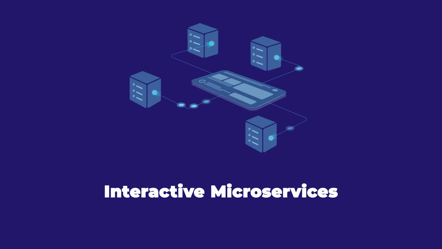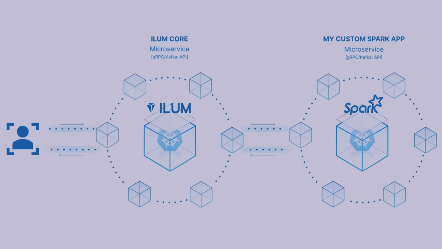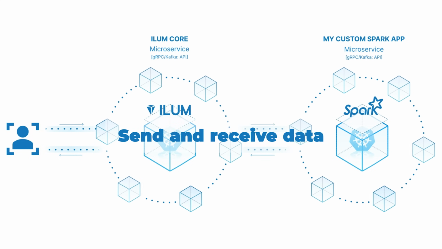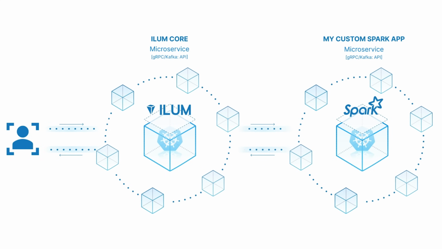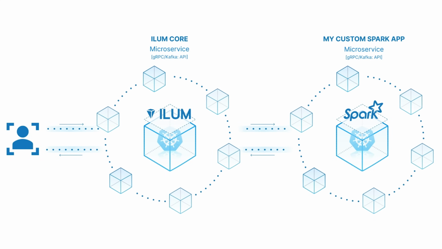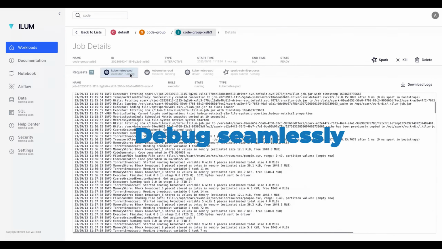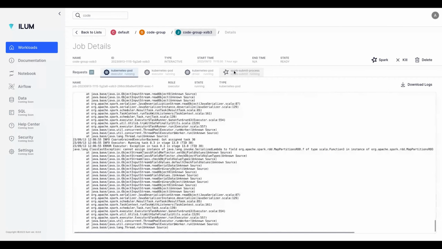Transform your machine learning models into interactive microservices. With Ilum, you gain granular control over your machine learning models. Send and receive data in real time using our robust API, ensuring each model responds precisely to dynamic inputs. Monitor logs, track anomalies, and debug seamlessly, all in one unified space.